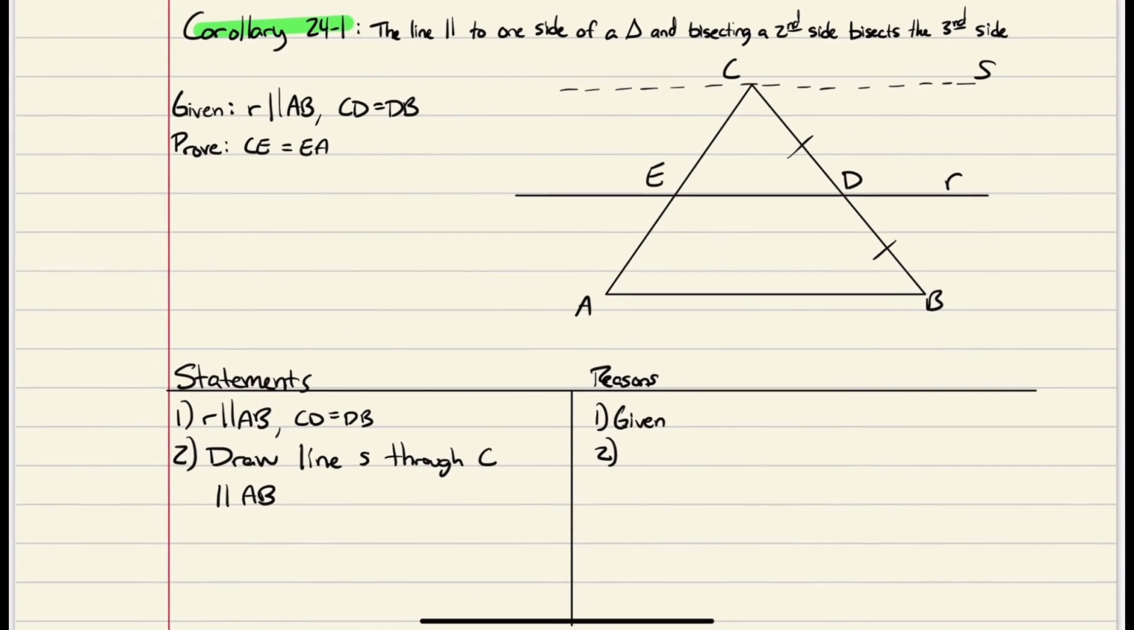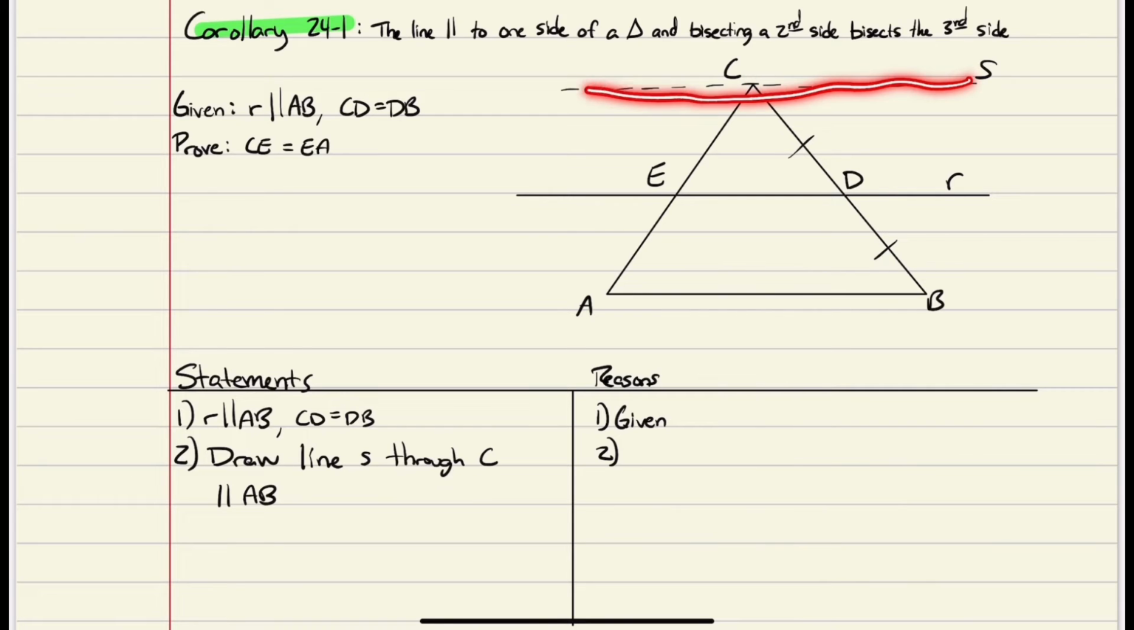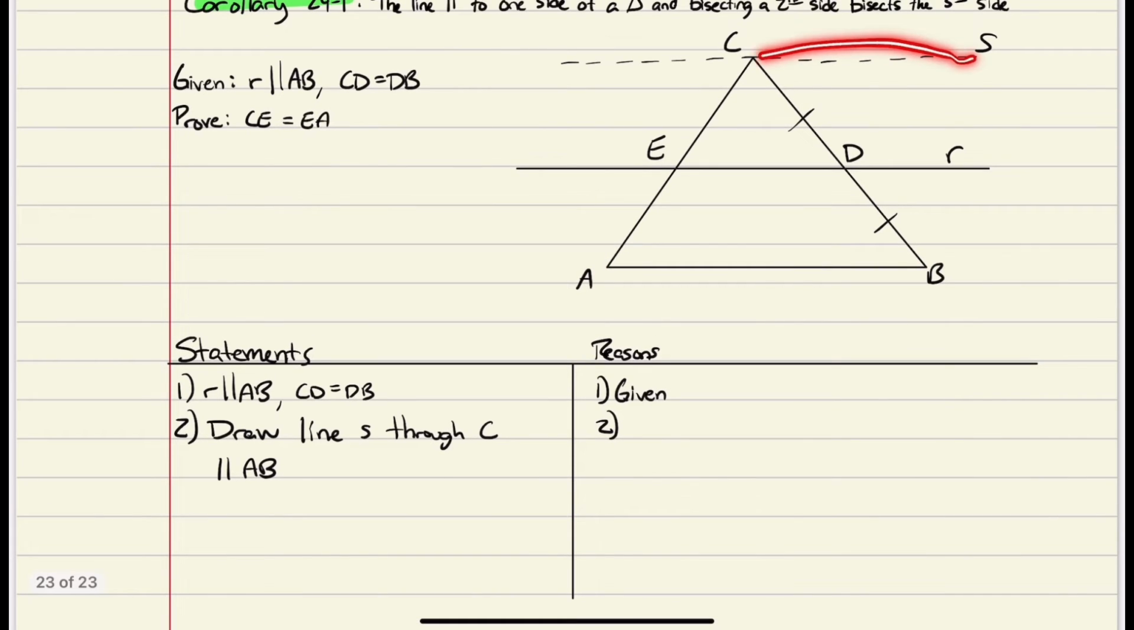We can draw a parallel line through this point C because we've learned that through a given point, one and only one straight line may be drawn parallel to a given line. This is the only line that can be parallel to AB that goes through this exact point C. And so we call that our parallel postulate.